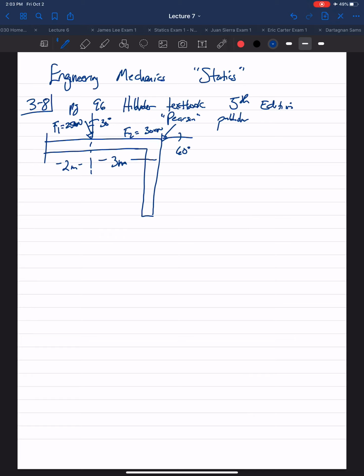You have point B. You have an F3, and this is 500 newtons. This is a slope triangle, 3, 4, 5. And this distance here is 4 meters.